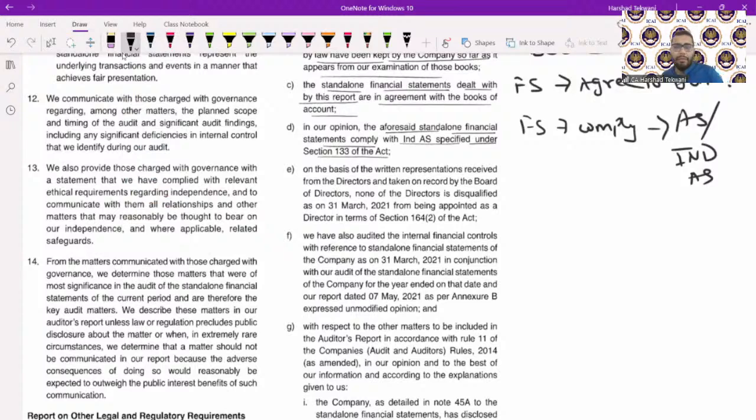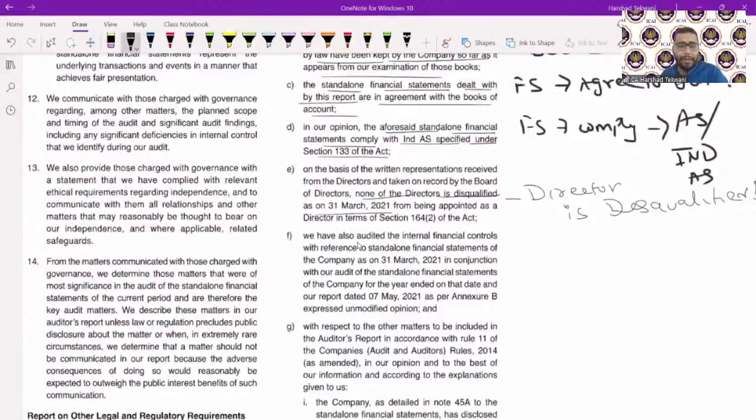Okay. Then, whether any director is disqualified from appointment as a director. So you will write, based on representation received, none of the directors is disqualified as on 31st March. So you will reply on that basis. Okay.